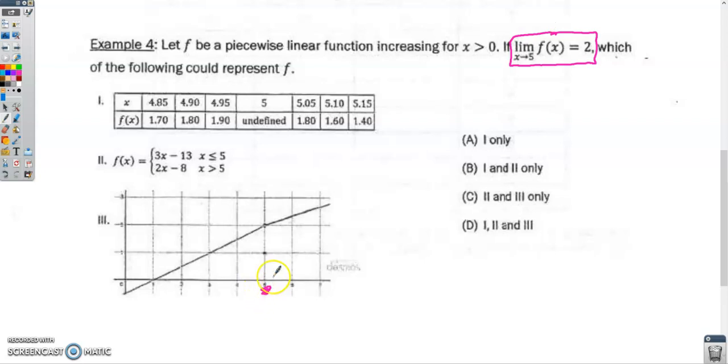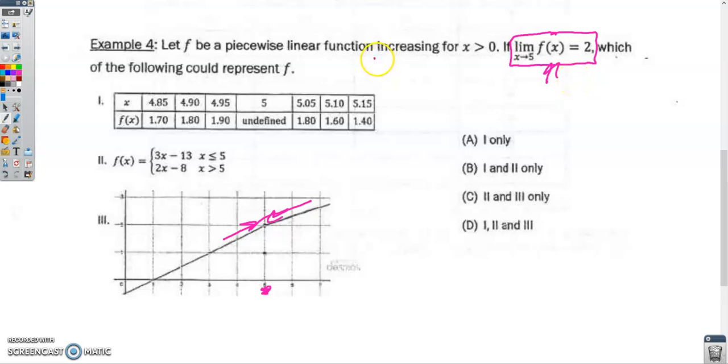We see here on the graph, as x approaches 5, this graph does approach 2 from both the left and the right. If I do some quick substitution and find the left-hand and right-hand limits here in choice II, substitute 5 into the bottom branch, it becomes 2. Substitute 5 into the top branch, it also becomes 2. So the limit of this also approaches 2. And in part I, it's possible that the limit as x approaches 5 of f of x could be 2 here as well, if we look at these values. So all of them pass this test.